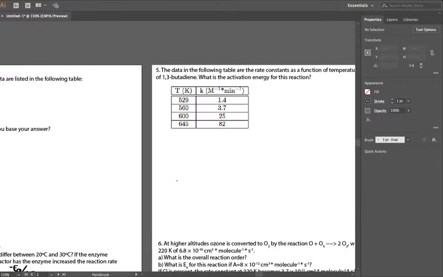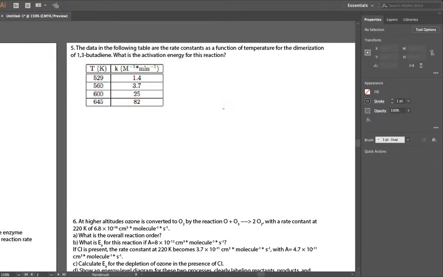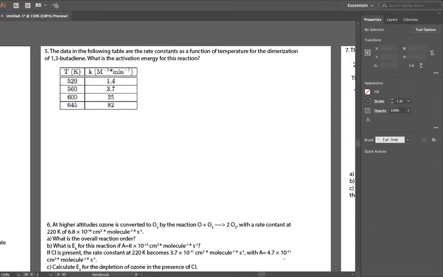So next up, number 5. Is my audio on? Yeah. So let me put this here. Is that better? Yeah, I hope so. So the data in the following table are the rate constants as a function of temperature for the dimerization of 1,3-butadiene. What is the activation energy for this reaction?